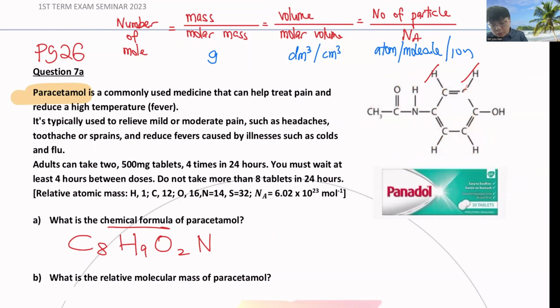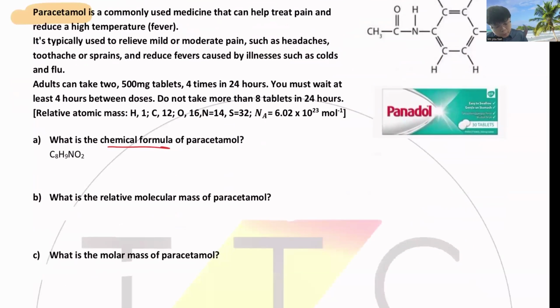So they'll show you the structure of a chemical, and from there you need to calculate how many C, how many H, how many N. The best way is to write C, then H, then O, then N. So 8, 9, 2, 1. Then after that, what is the relative molecular mass for this chemical? You can see given here, H is 1, carbon 12, this one 16, this one 14, right?